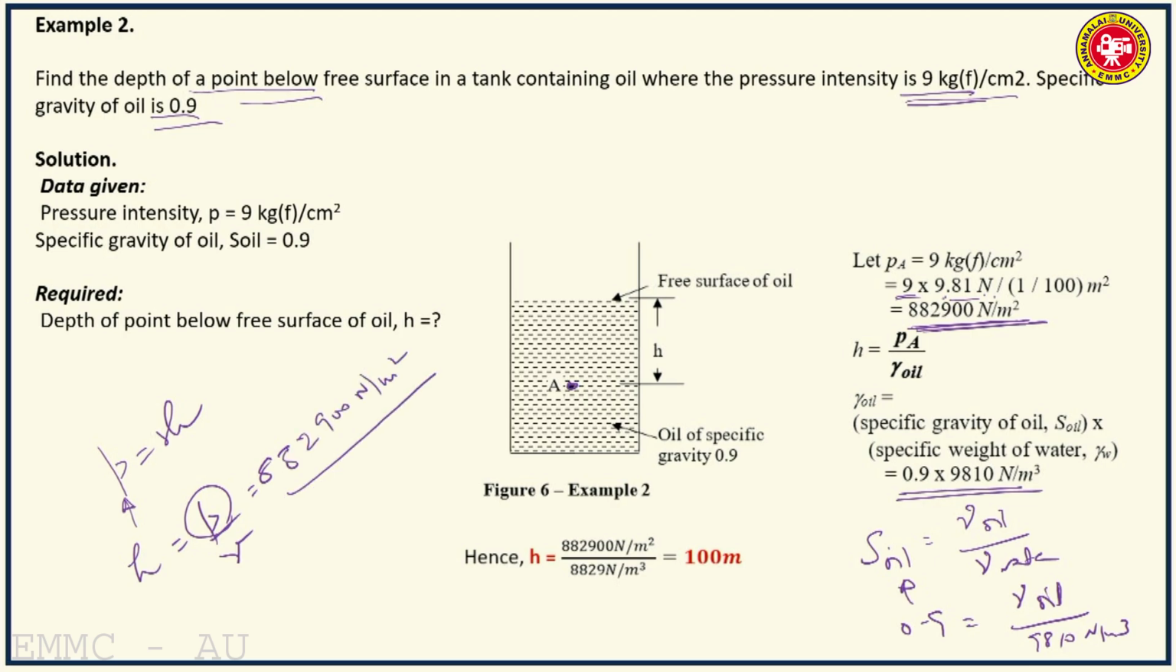Divided by specific weight of oil, which will be 8829 Newton per meter cube. So, you get 100 meters. So, this will be 100 meters.